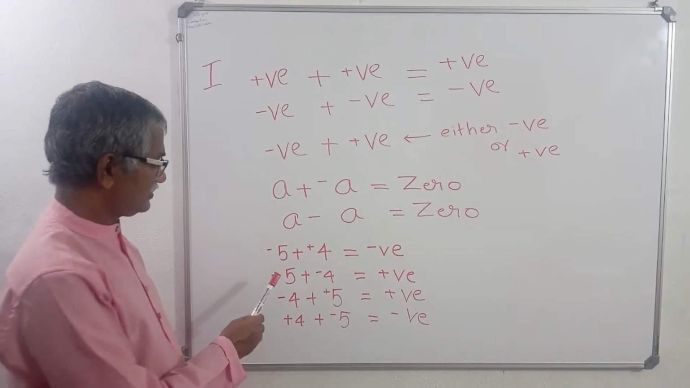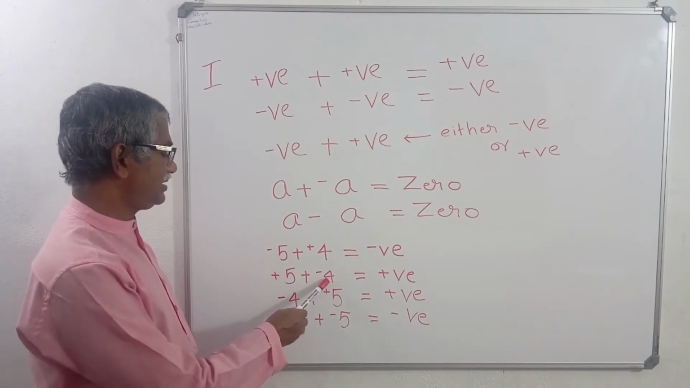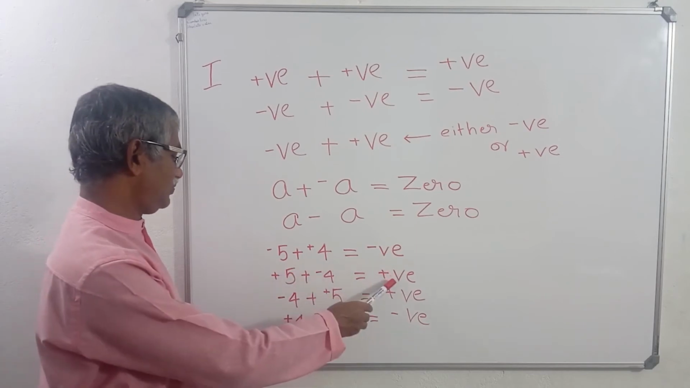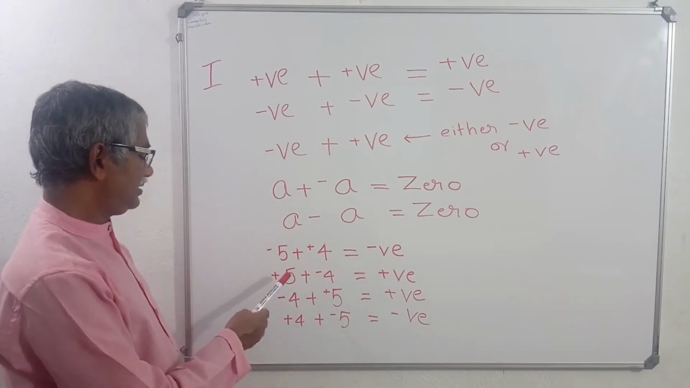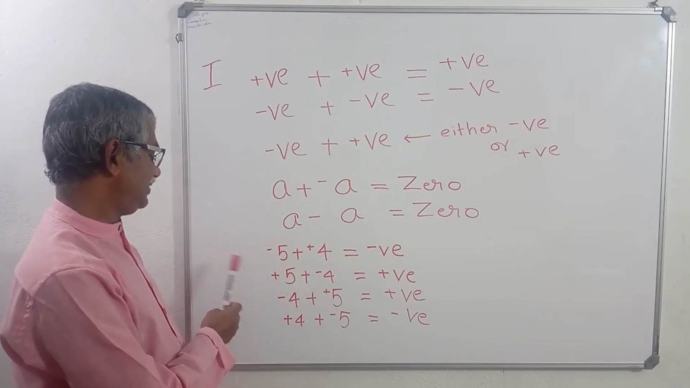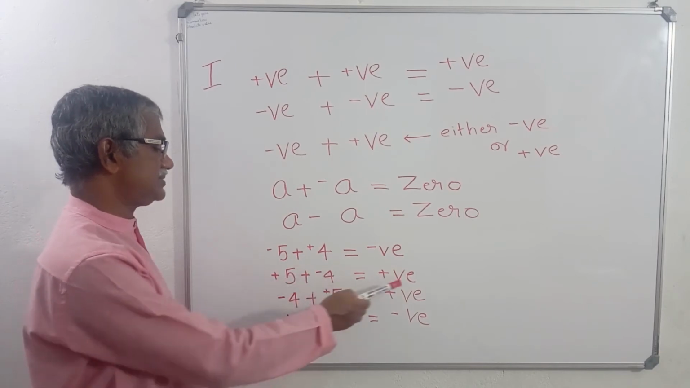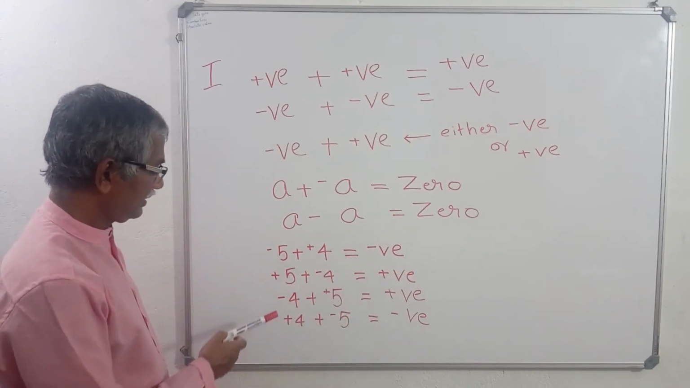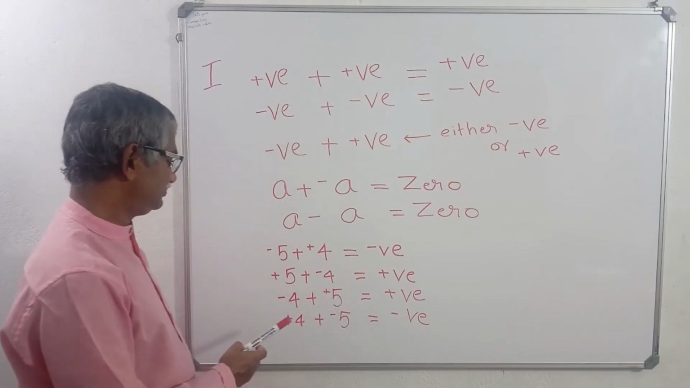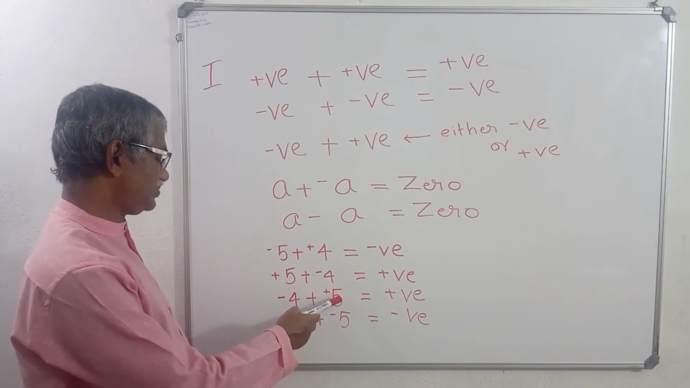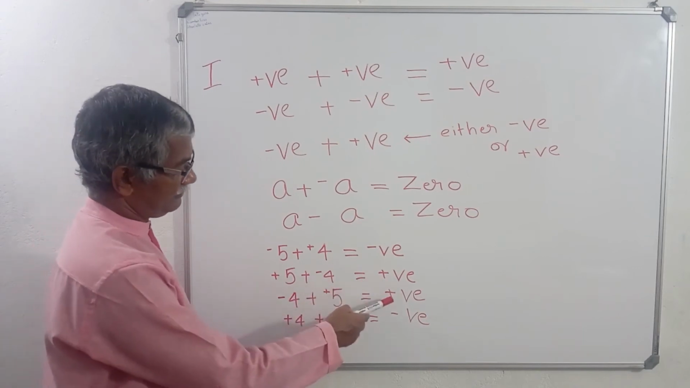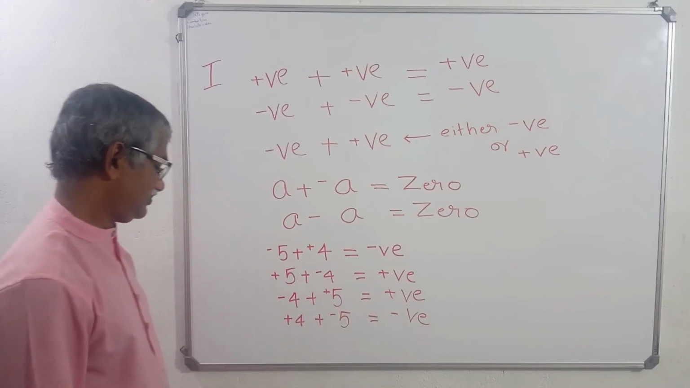Consider the second case. Positive 5 and negative 4. Their sum is positive, why? The larger absolute value is 5. Its sign is positive. So the answer will be positive. Again look. Negative 4, positive 5. Consider the absolute values. 5 is greater. Its sign is positive. Therefore the answer is positive.